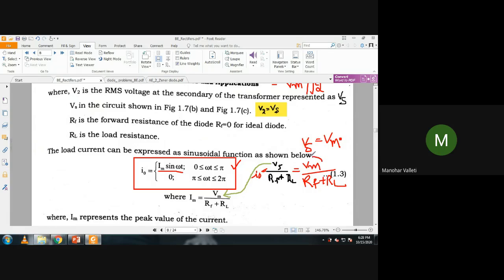So this quantity, Vm by Rf plus RL, is assumed as Im. Vs means Vm sin omega t will come. So from that, taking the peak values, I naught equals Im sin omega t. The relationship between peak voltage and peak current is Im equal to Vm by RL plus Rf.